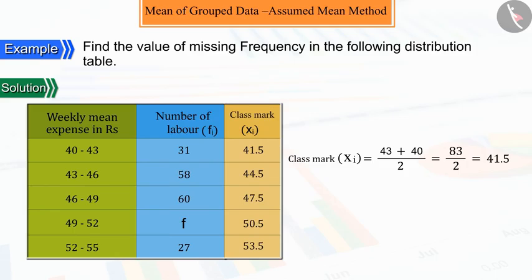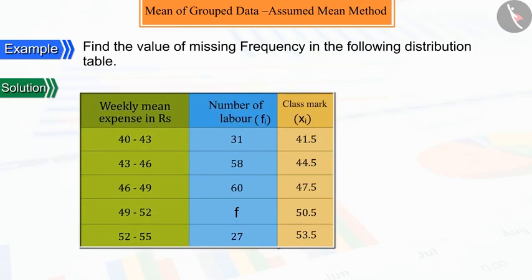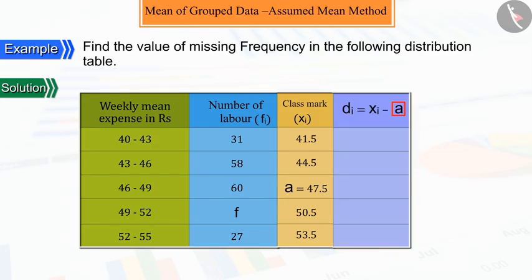As you know, to make the calculation easier, we choose the assumed mean method. On that basis, we need an assumed mean here, which we choose from xi. Suppose here the assumed mean, that is A, is equal to 47.5, with the help of which we represent A and the difference di between each xi.